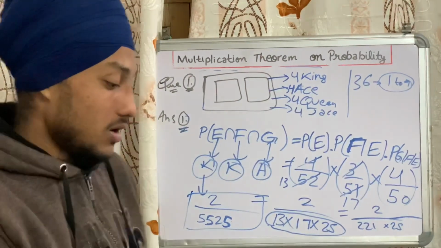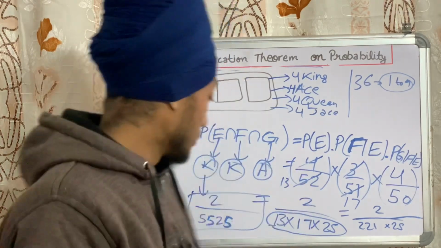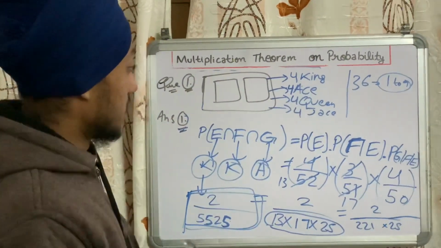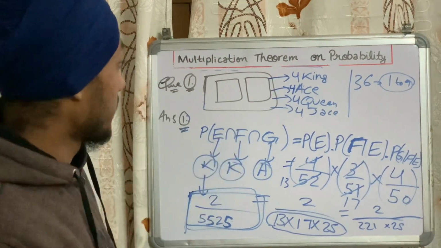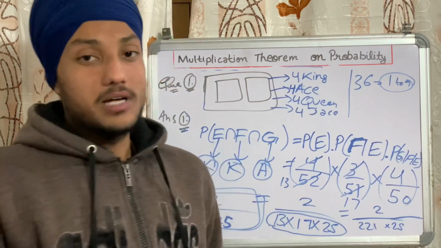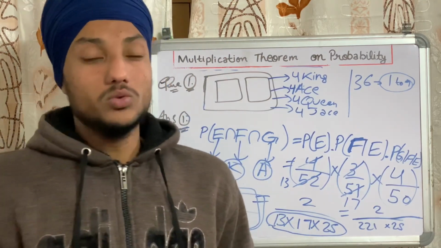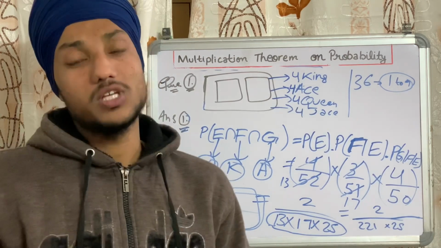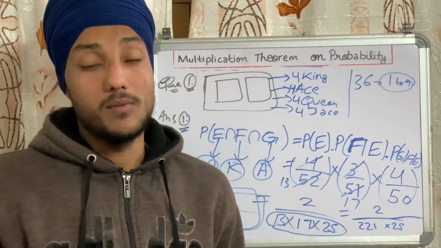So you can also check in your book. This will be the answer to our question, which I have taken from a very interesting book. So this is how we are going to solve our problems by using the multiplication theorem on probability.